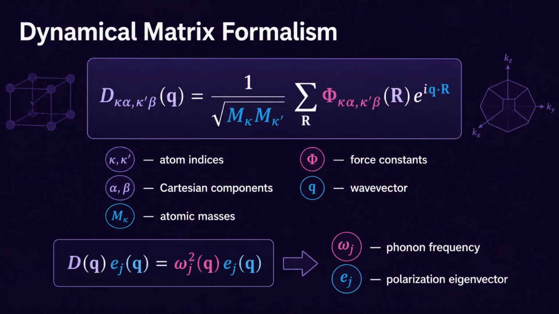The dynamical matrix D captures the force constants in reciprocal space. The matrix elements depend on atom indices kappa and kappa prime, Cartesian components alpha and beta, atomic masses m, and the phonon wavevector q. Diagonalization yields phonon frequencies omega_j squared and eigenvectors e_j. The eigenvectors are complex vectors that encode both amplitude and phase of atomic displacements.